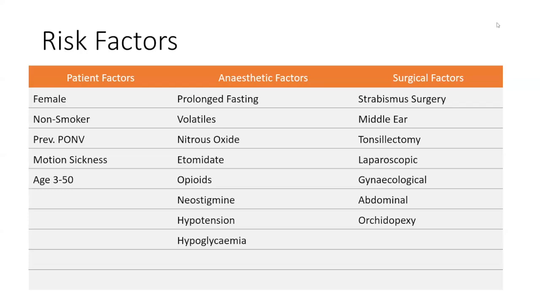Surgical factors: your strabismus surgery, middle ear surgery, tonsillectomy, laparoscopic surgery, gynecological surgery, abdominal surgery, and also orchidopexies. Those are all believed to be risk factors towards having postoperative nausea and vomiting.